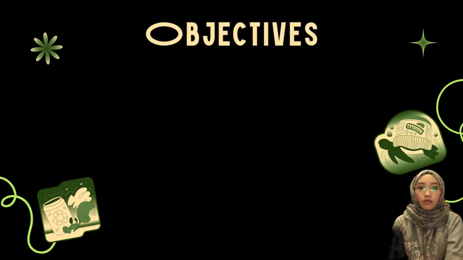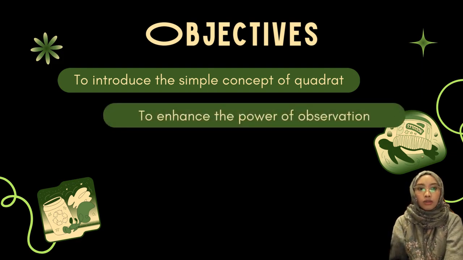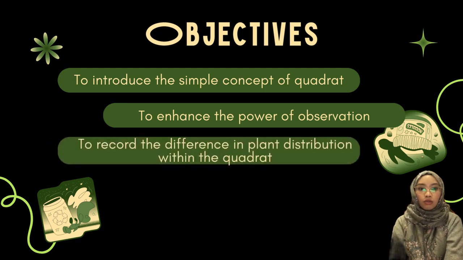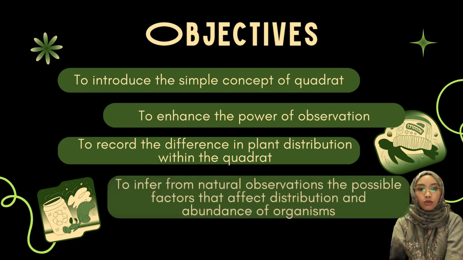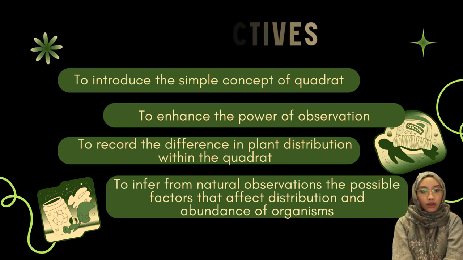The objectives of these experiments are to introduce the simple concept of quadrat, to enhance the power of observation, to record the difference in plant distribution within the quadrat, and the last one is to infer from natural observation the possible factors that affect distribution and abundance of organisms.